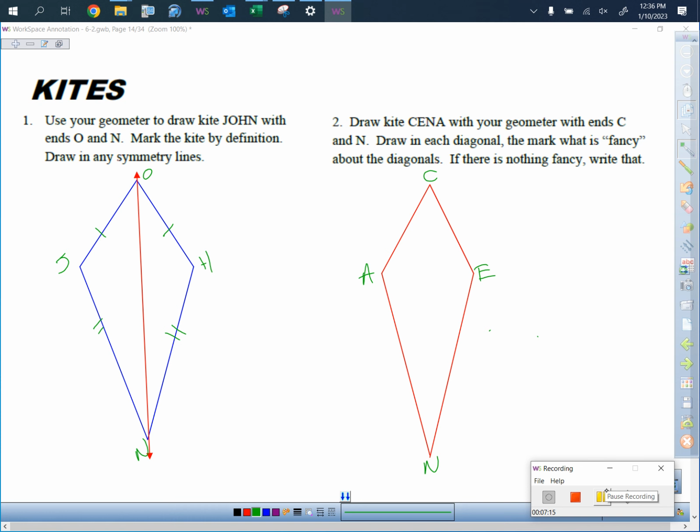Don't forget you've got to mark it by the definition. It doesn't matter where you put the single ticks and the double ticks, but you've got to have a set of singles and a set of doubles. They say draw in the diagonals and then mark if there's anything fancy about them.